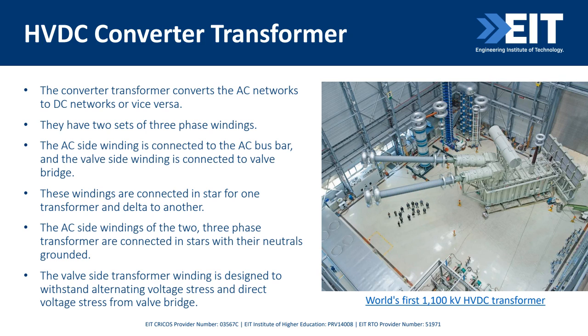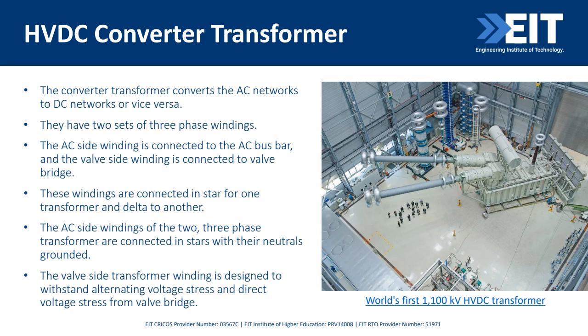Then we have the converter transformer. As we know, the transformer's purpose is to step up the voltage. We can step up to a certain voltage and then convert it directly to DC, and it becomes high voltage DC, and then we can transmit over long distances. This is an image of the world's first 1100 kV, 1.1 megavolt HVDC transformer, recently introduced by Siemens.